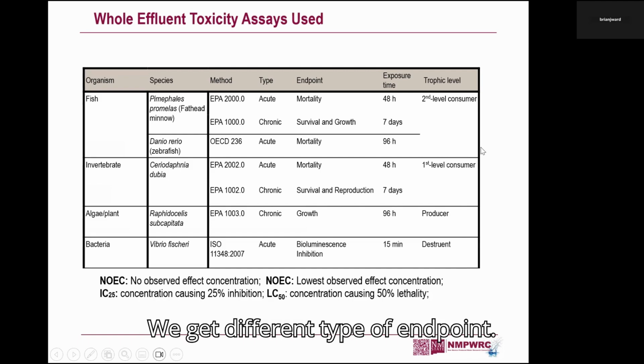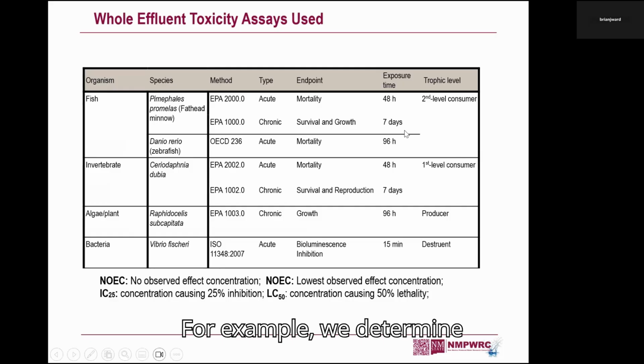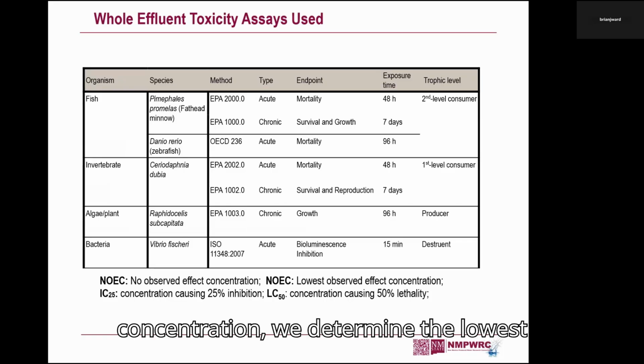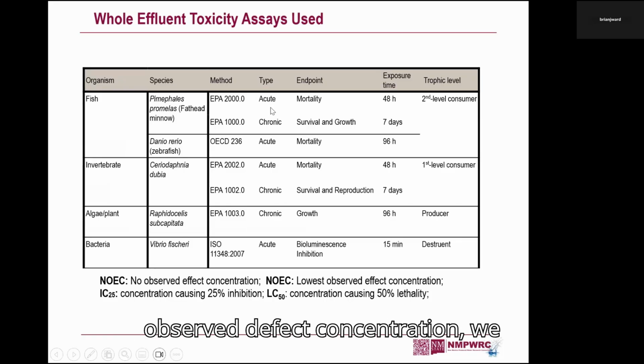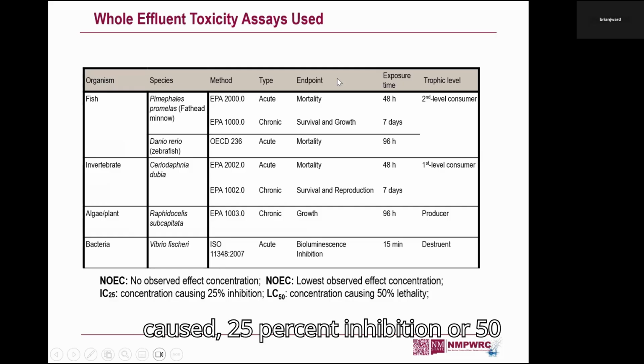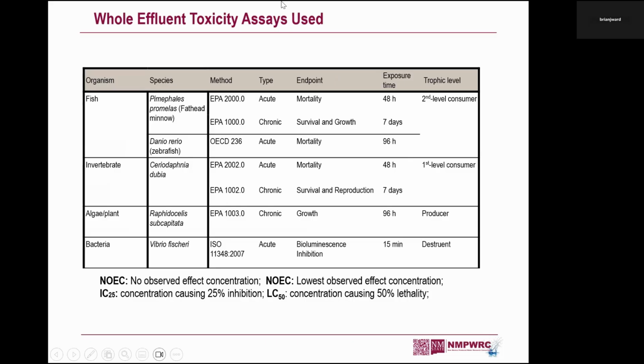We get different types of endpoints. For example, we determine the no observed effect concentration, the lowest observed effect concentration, and the concentration that causes 25% inhibition or 50% mortality.